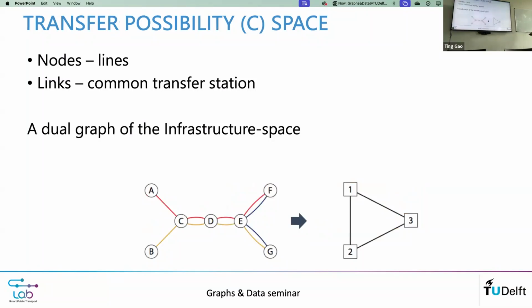Then we have the transfer possibility space, as I like to call it. That's basically the dual graph of the first one. So that's where now lines are nodes, and we connect any pair of lines between which there is at least one shared station. And in this case, that's a simple fully connected graph because all lines had at least one shared station.